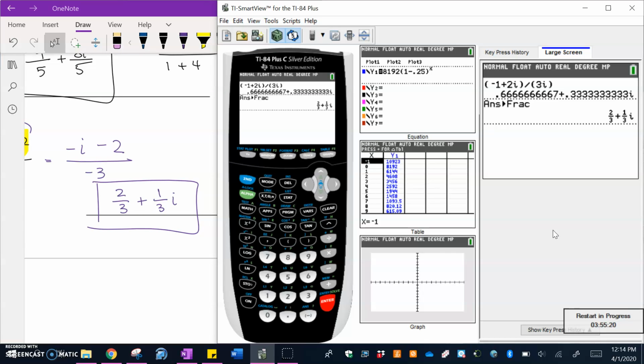Okay, so if you would like to use your calculator for all of your complex numbers, that is absolutely fine. The only thing is you are going to have to simplify the square roots of negatives into a complex number first prior to using your calculator.